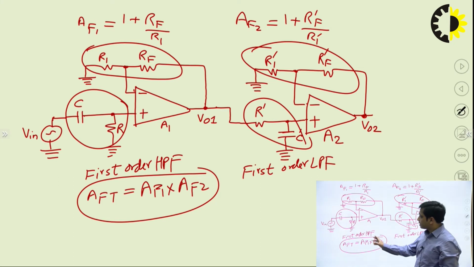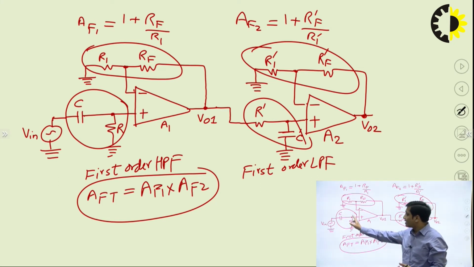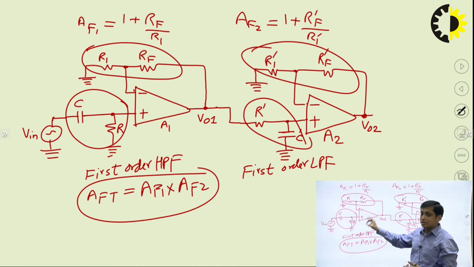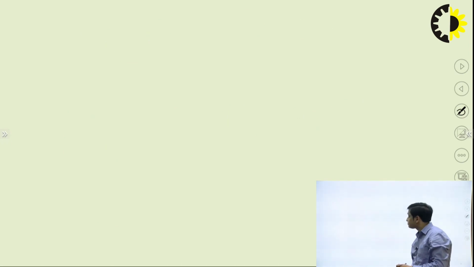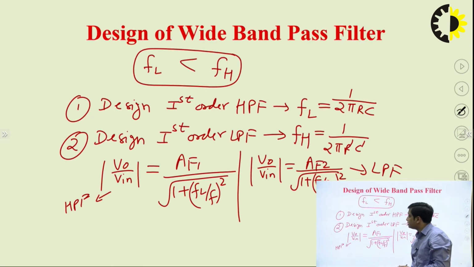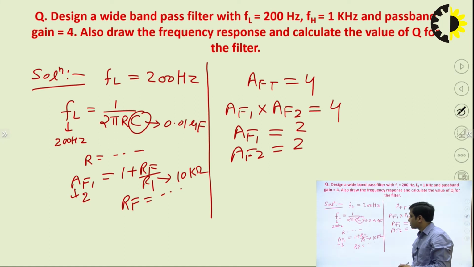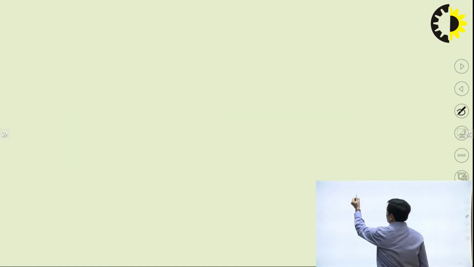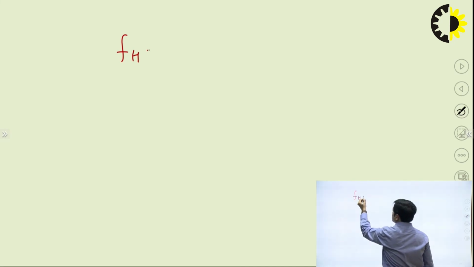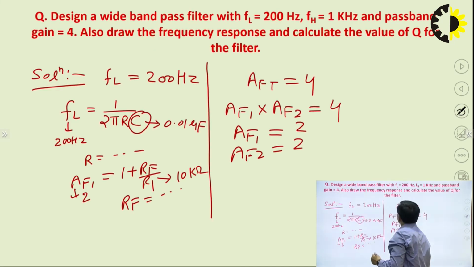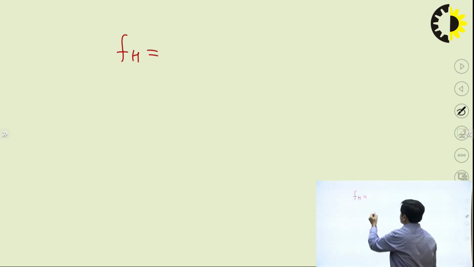So you can see that in this first order high pass filter, we know the value of R and C, R1 and RF. You can just mention the values of R1 and RF, R and C here in the first order high pass filter. Similarly, you can go for the design of the first order low pass filter. So for the first order low pass filter, the cutoff frequency in the question is given, fh is equal to 1 kilohertz.